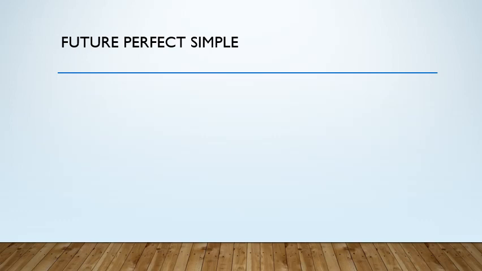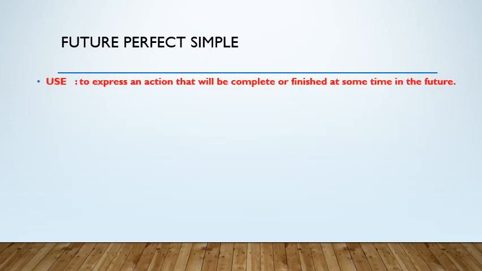Now we move on to the future perfect simple. Of course, as we did with the future simple, we start first by stating the use of the future perfect simple. Future perfect simple has one main use, which is to express an action that will be complete or finished at some time in the future.